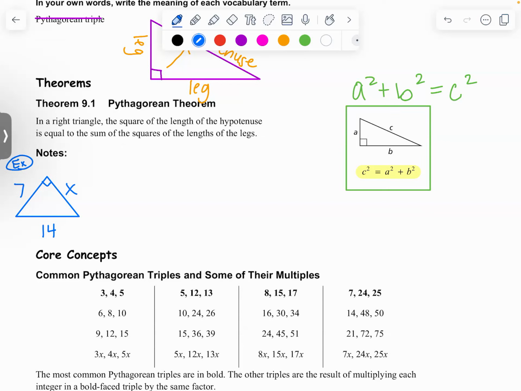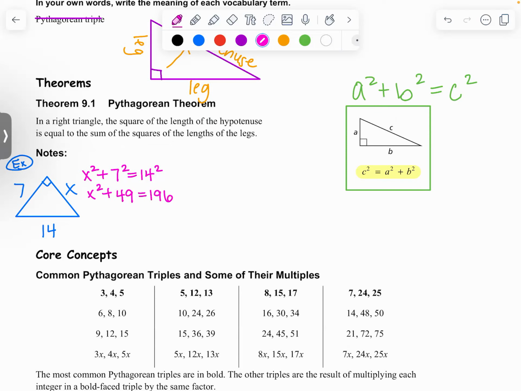Which one's the hypotenuse? 14. So when we set up the Pythagorean theorem, we're going to set up x squared plus 7 squared equals 14 squared. Make sure the hypotenuse is the one that's the loner on the other side. Does it matter if the x squared is switched with the 7 squared? It does not. Addition is a commutative operation, so it can be x squared plus 7 squared or 7 squared plus x squared. So 7 squared is 49 and 14 squared is 196.